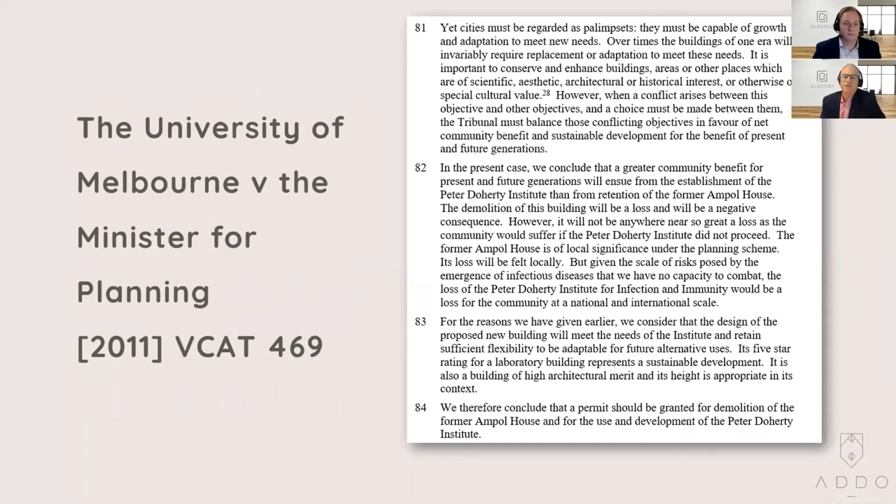So the Tribunal said, sort of artistically in some respects, that cities must be regarded as palimpsests. So I, of course, had no idea what the word palimpsest meant. So I looked it up, and it means that a palimpsest is something reused or altered but still bearing visible traces of its earlier form. The Tribunal ended up approving the Peter Doherty Institute.